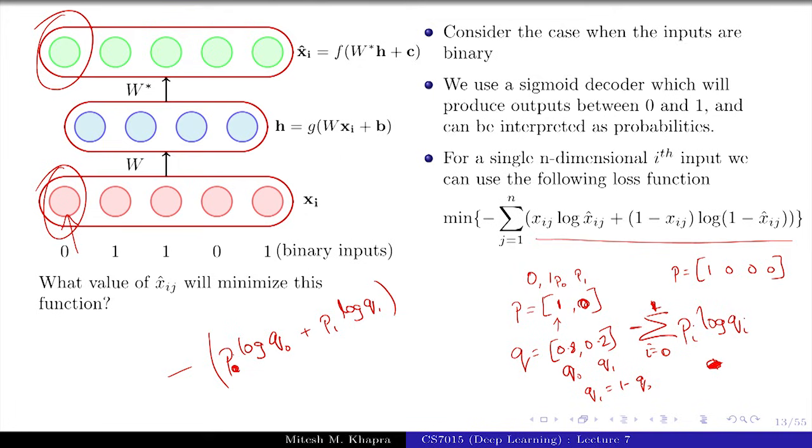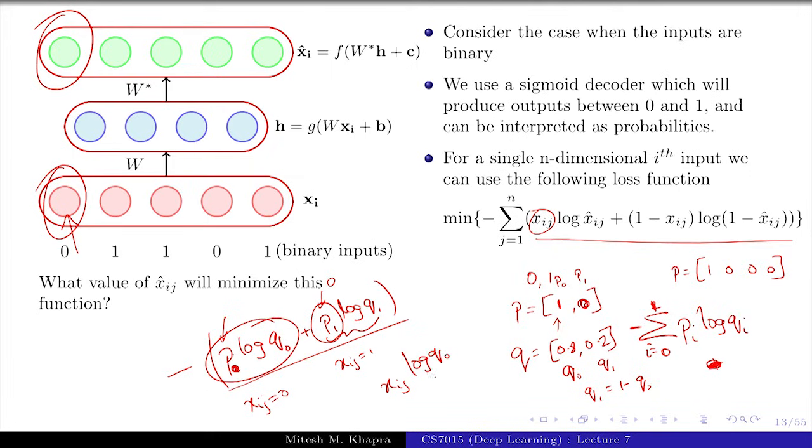Now, let us look at this sum. In the binary case this sum becomes interesting, because suppose your input xij, which is the entry that I am looking at, was equal to 0, in which case all the probability mass would be concentrated on P0 and P1 would be equal to 0, which means the second term would disappear. On the other hand, if xij is equal to 1, then the reverse situation would happen: everything would be concentrated on P1, that means P1 is equal to 1, and the first term would become 0 because P0 is going to be 0. So there is another way of writing it: instead of P0 and P1, you could just write xij into log Q0 plus 1 minus xij into log of Q1.